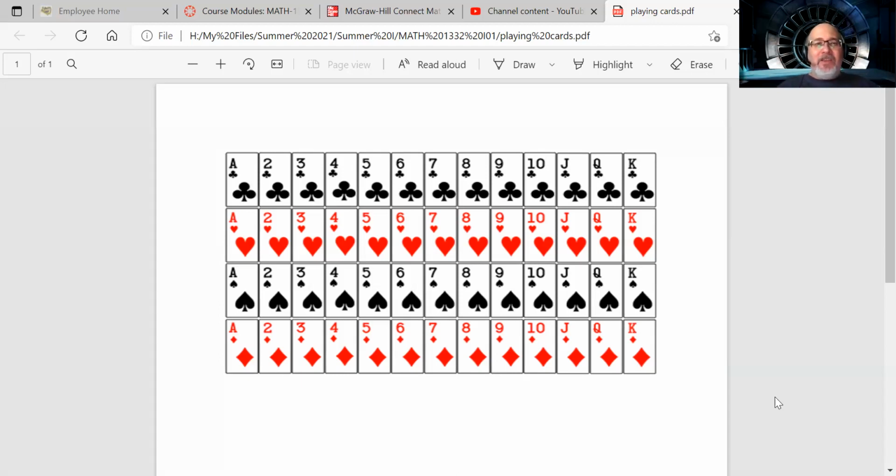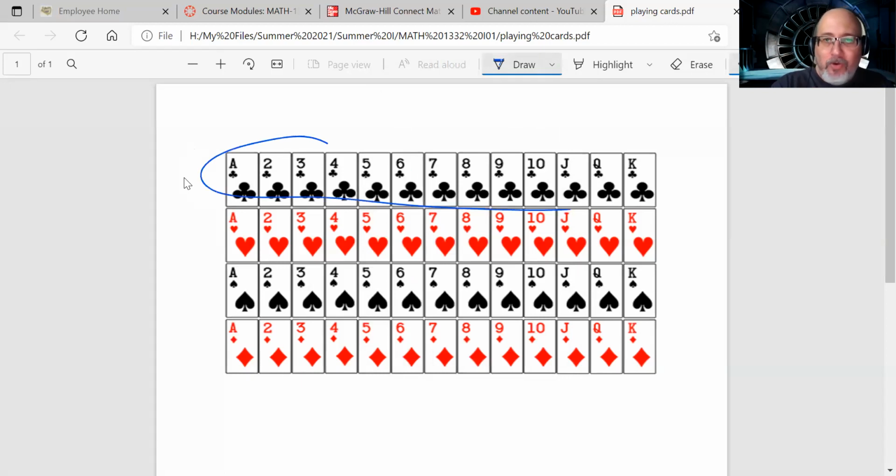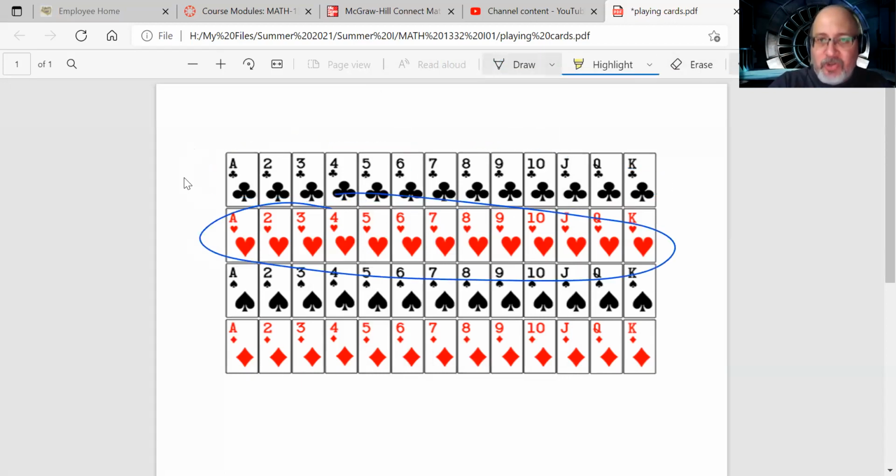But it does have each, if you notice, each row represents a suit. The top row, I can draw on this. The top row are clubs. The second row are hearts. The third row are spades. And the 4th row are diamonds.